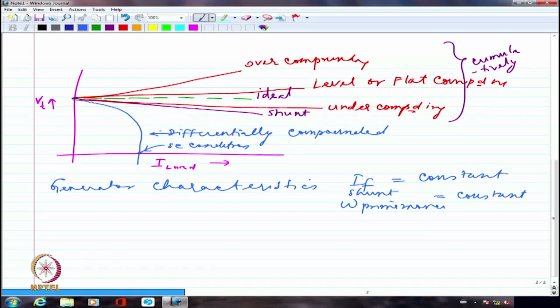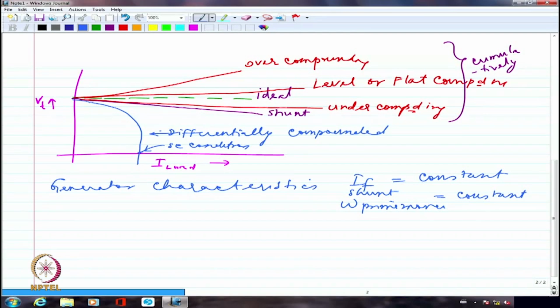Rated excitation is that particular value of field current at which my machine will be generating rated voltage, with the speed being at rated speed or given speed. Whatever is the given speed, that will be at rated value. So only that is known as the rated excitation. So I'm going to keep the field current, shunt field current especially, at rated value, right?